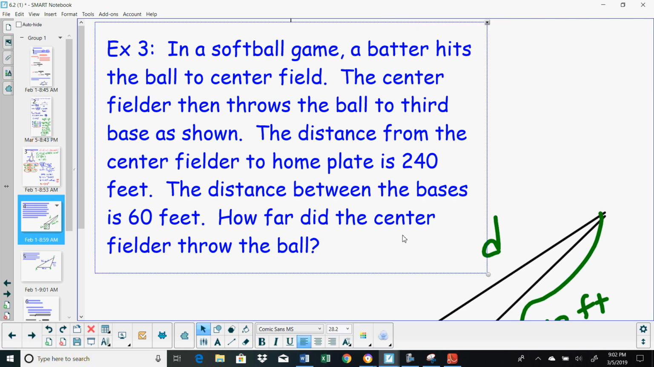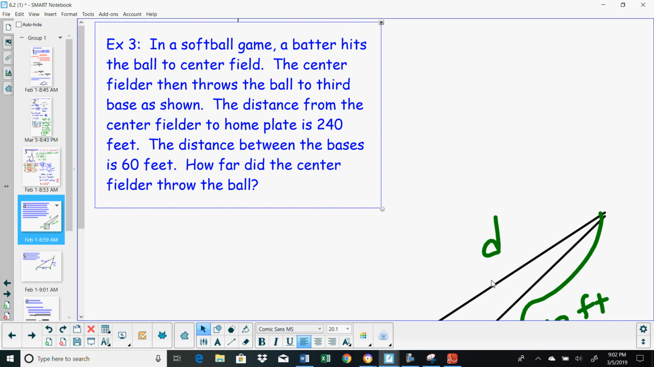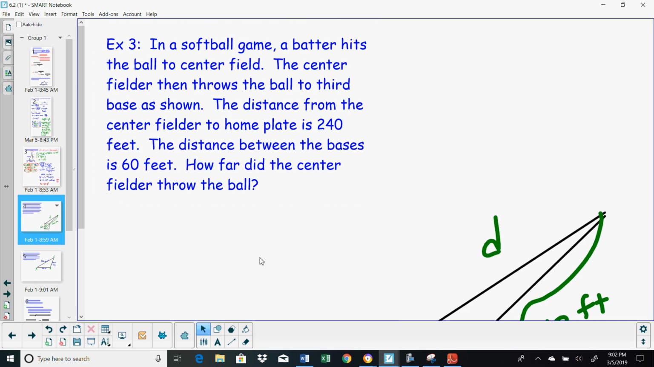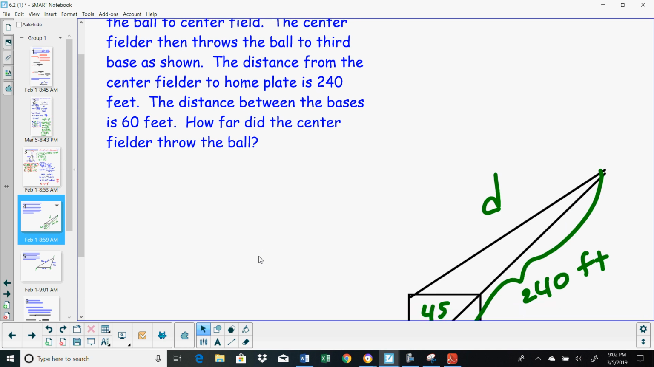In this example, the problem says in a softball game, a batter hits the ball to center field. The center fielder then throws the ball to third base as shown. The distance from the center fielder to home plate is 240 feet, and the distance between the bases is 60 feet.